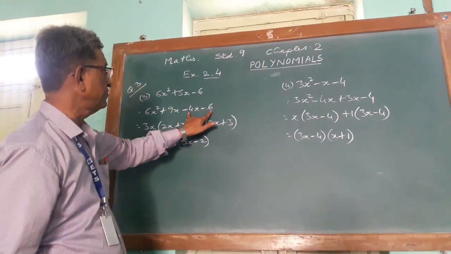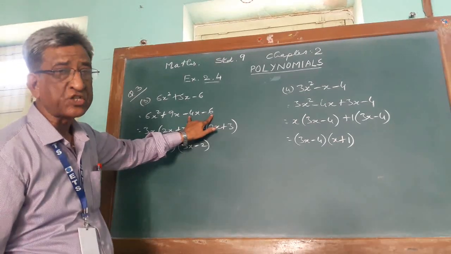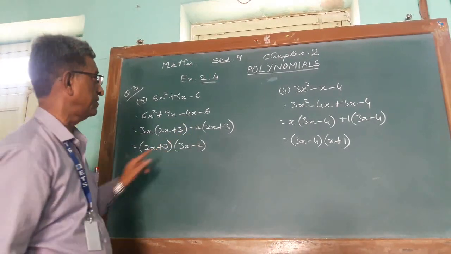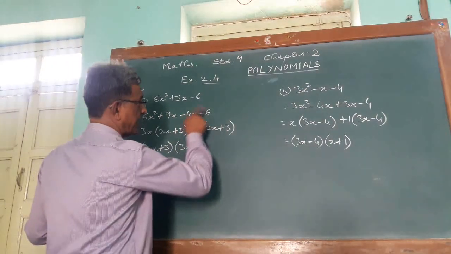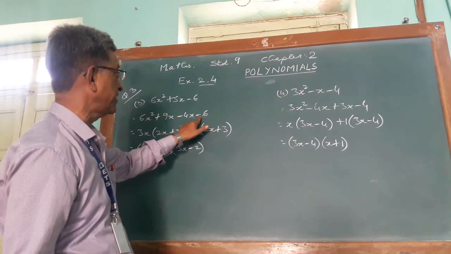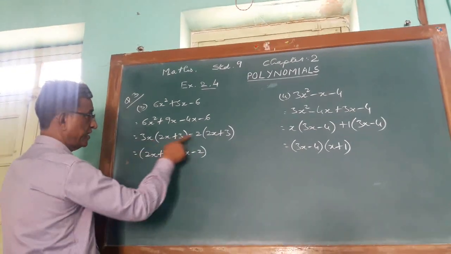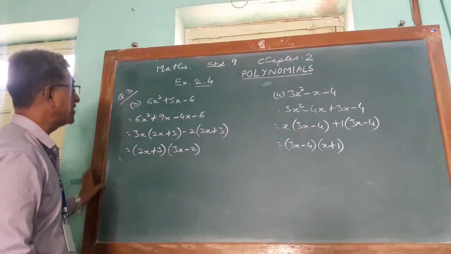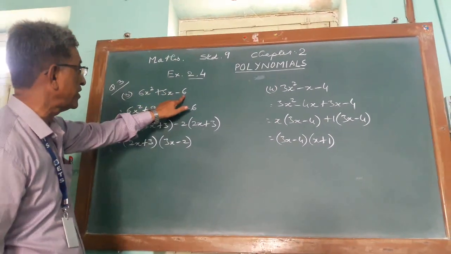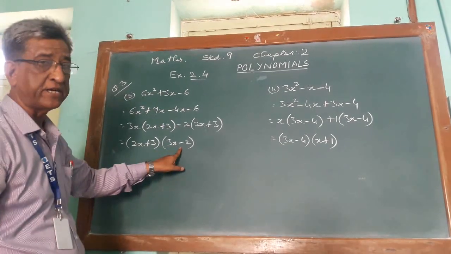Take out the common from these two. Here you can see that minus 2 is common. So I have taken out minus 2 common. 2 2s are 4, 2 3s are 6. Here minus into plus gives you minus. So 2x plus 3 common and 3x minus 2. So the factors of 6x square plus 5x minus 6 are 2x plus 3 and 3x minus 2.